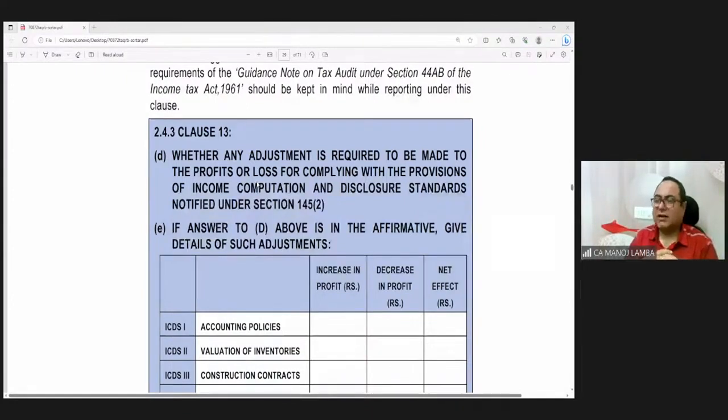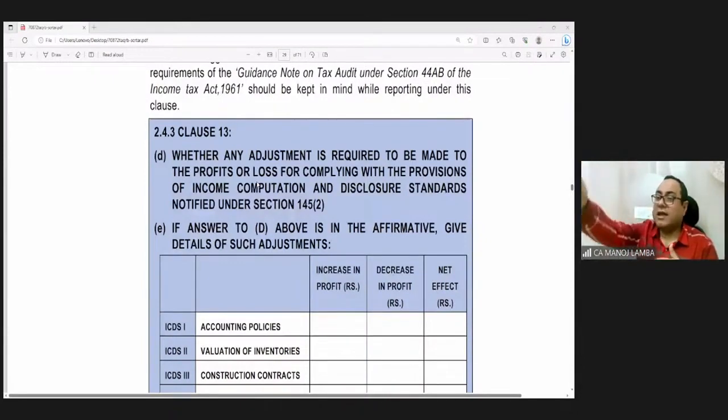13 clause D and 13 clause E, because this deals with ICDS, income computation and disclosure standard. Here we have to report regarding applicability and compliance of ICDS. My dear friends, we are doing the audit of books of account maintained by the assessee. In the technical guidance note on ICDS, the institute itself very clearly says that ICDS has nothing to do with books of accounts.